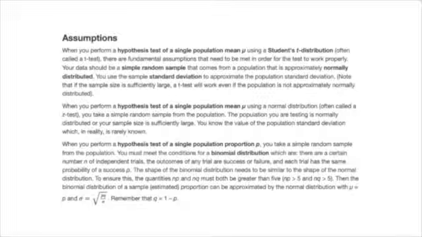Some assumptions that we make when you're using a hypothesis test for a single mean using the student's t-distribution, which we call a t-test. You have to have a simple random sample from a population that's approximately normal. However, if you're using a t-test, it's okay if it's not approximately normal as long as your sample size is sufficiently large. And you would use the sample standard deviation as an estimate for the population standard deviation. That is for a t-test.